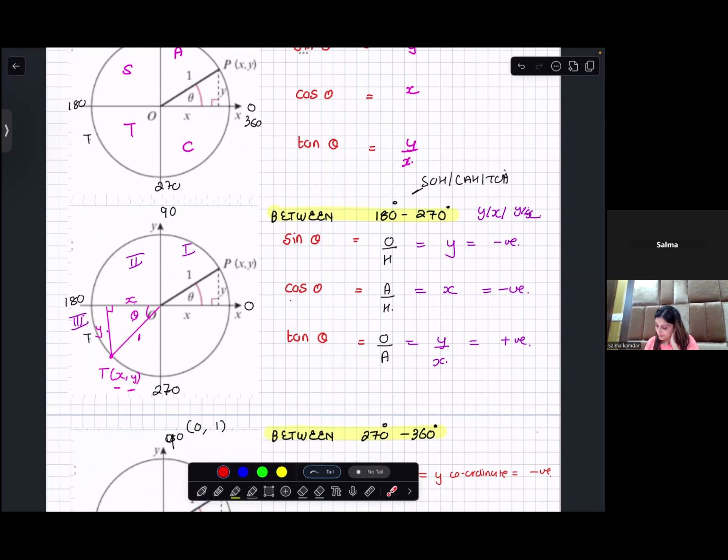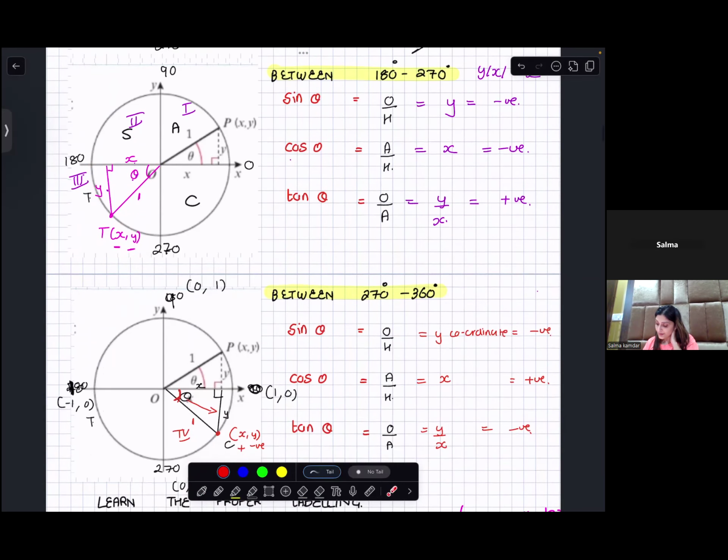Between 180 to 270, which lies in the third quadrant, all is negative. Only tan is positive, this is the CAST. So over here, your tan is positive. Only the tan is positive. You see the x is also negative and the y is also negative.